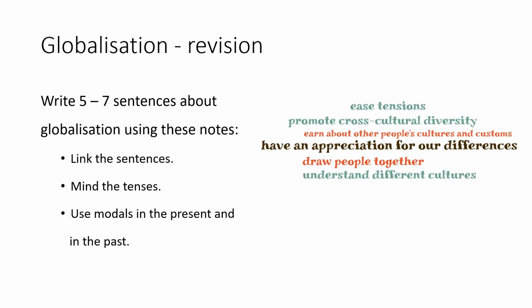Do you remember these notes from the beginning of our today's lesson? You will now use them while writing a short paragraph about globalization, 5 to 7 sentences. Even such a short paragraph as this needs to be linked well. Always pay attention to the right use and form of the tenses and make sure that you use modal verbs. Use at least one in the past and one in the present.